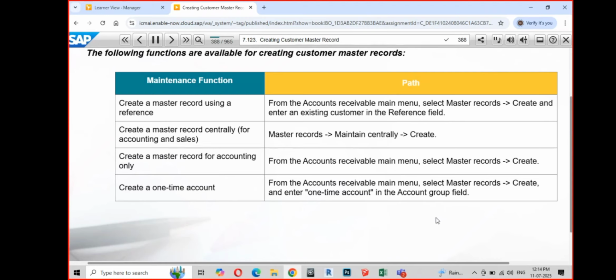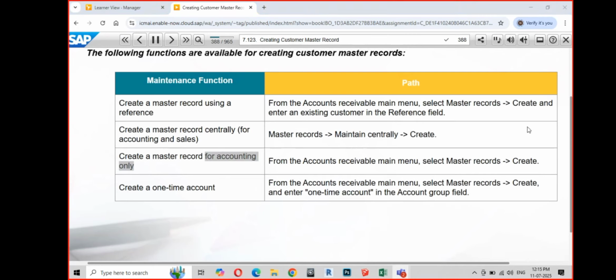Now, probably you have a new term, centrally for accounting only. So I think I use a different term for finance related customers and finance related vendors, small time vendors and small time customers. I do not want to have the data from the sales and distribution side also. So that is finance specific data, which I'm okay with for the small time vendors and customers. But centrally here you have a new word. It is a combination.